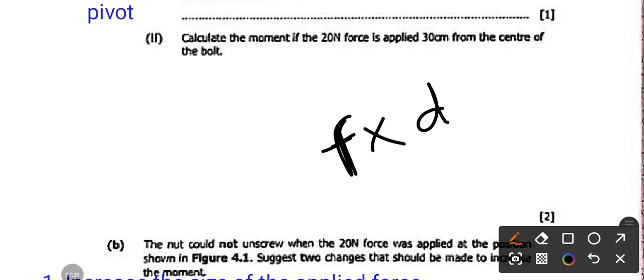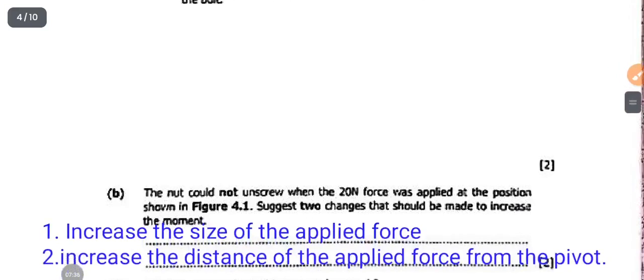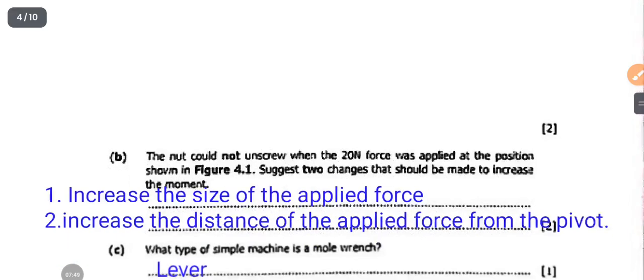Okay, so here my answer was to increase the size of the applied force. This would increase the moment. And number 2, increase the distance of the applied force from the pivot. This as well increases the moment.